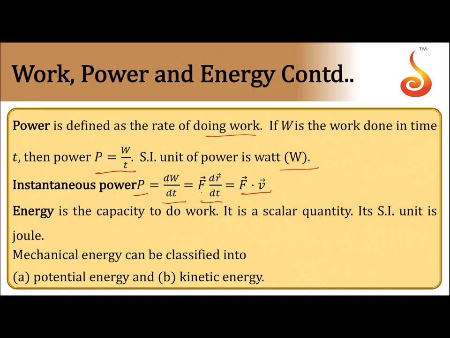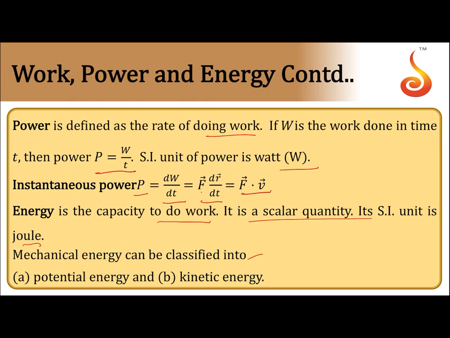Then the next concept is energy. Energy is the capacity to do work. Energy is a scalar quantity. The SI unit is again joule. Both energy and work have the same dimensions and same units. So if we consider mechanical energy, it is energy associated with a body by virtue of its motion or position or configuration.